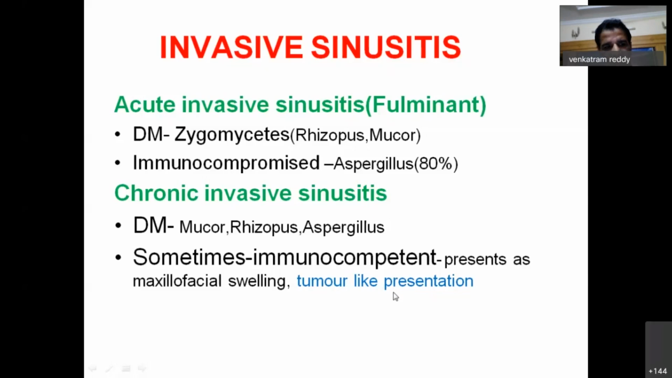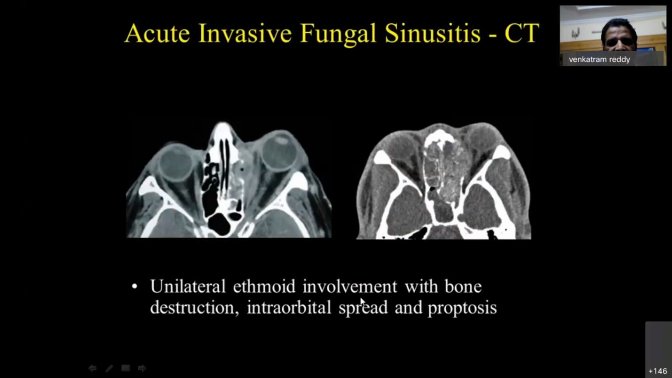which can present with a tumor-like presentation. It presents as facial swelling, or swelling in the orbit, in the maxilla, or over the face. A very hard, tumor-like presentation. It gives a lot of diagnostic dilemma, especially if you do a biopsy; it is sometimes very difficult to establish a diagnosis in these cases.